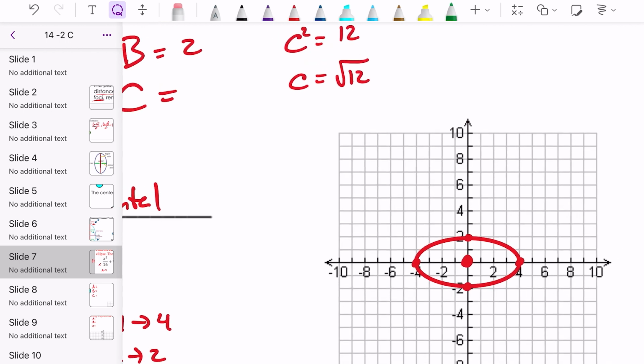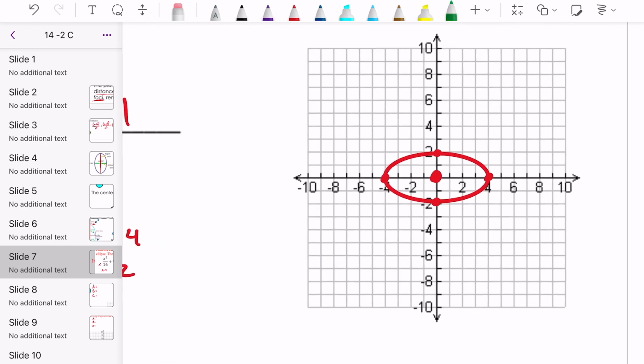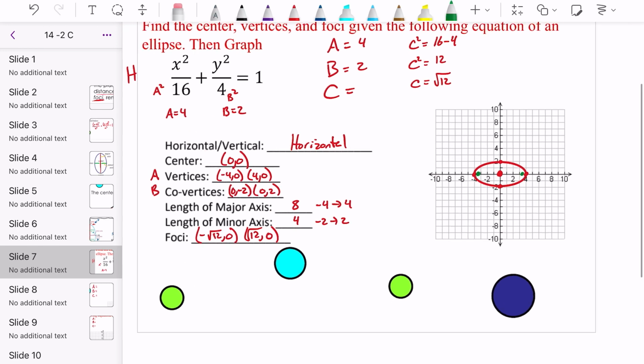Keep in mind, we still have to draw the foci of this problem. Now, if we're looking at the foci being at negative square root of 12, keep in mind, the negative square root of 12 is going to give you a specific number. It's between 9 and 16, which means we would end up somewhere between 3 and 4. And that would be the completion of this problem.